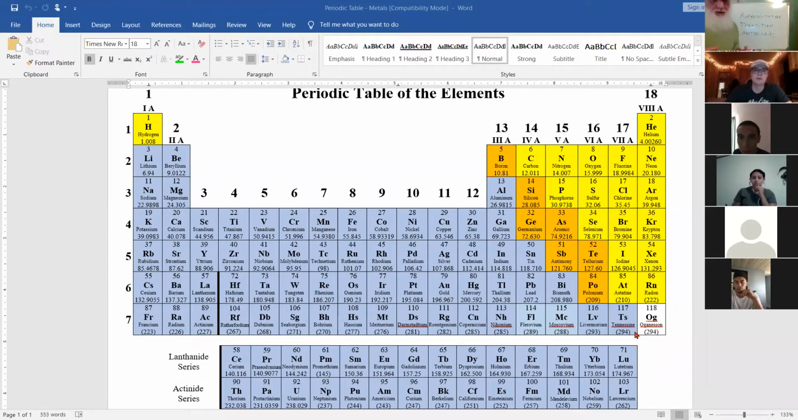We said only the first 92 elements occur in nature. So where do the other ones, 93 through 118, come from? They're made by scientists in the laboratory. Especially when you get above 110, most of those, only a few atoms have ever been made. They don't last very long. They're radioactive and they decay really fast in some cases. A few compounds have been made of some of these, but no compounds have been made of element 118.